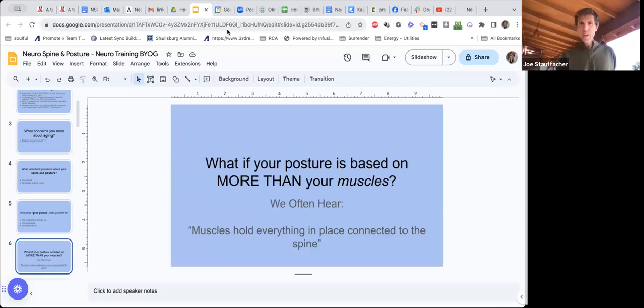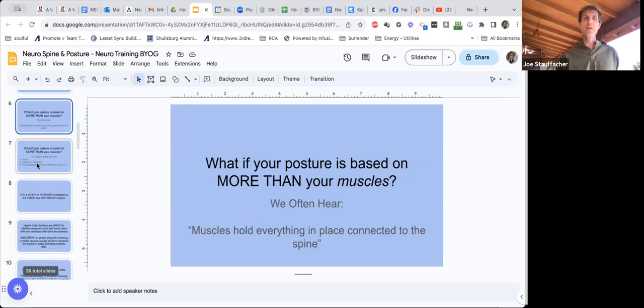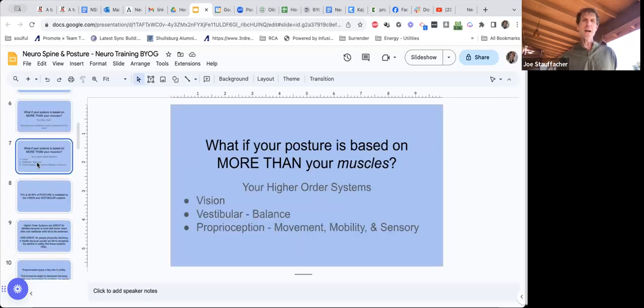Cool. So what if your posture is based on more than your muscles? Because we often hear your muscles hold everything in place and it's all connected to your spine and that's how you stand up and it's all straight, right? What if your posture is the same question?